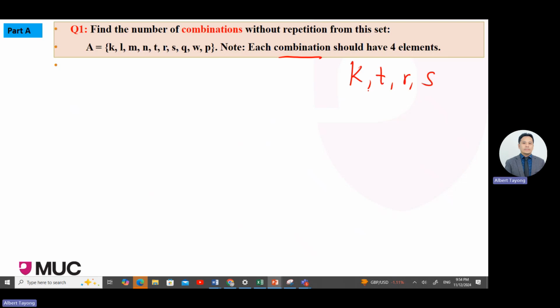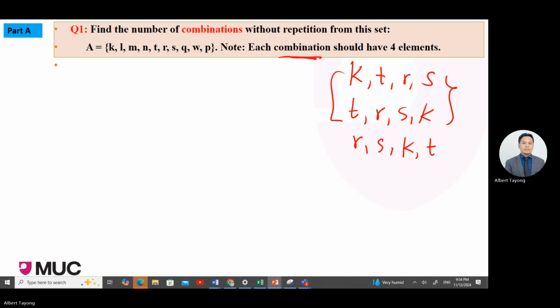Okay, but KTRS can be written as TRSK. I mean, these are equal actually because order is not important. So KTRS is equal to TRSK, and this will be counted as one only, or it can be written as RSKT. So these three actually will be counted as one only in combination.